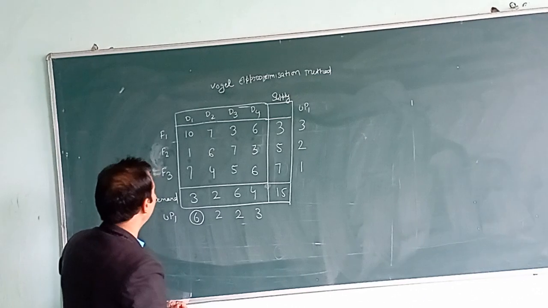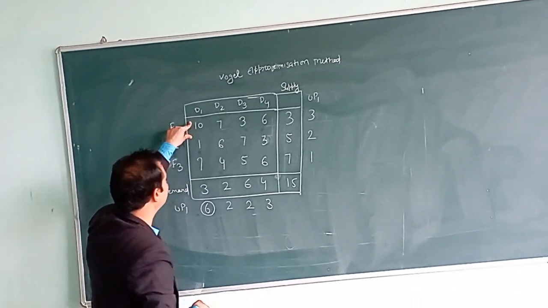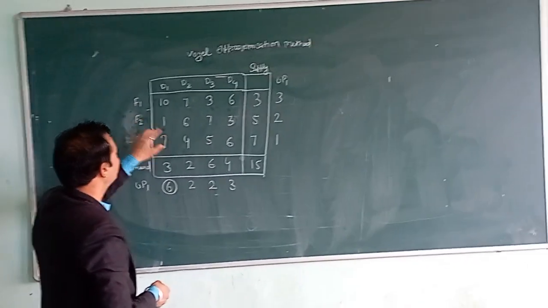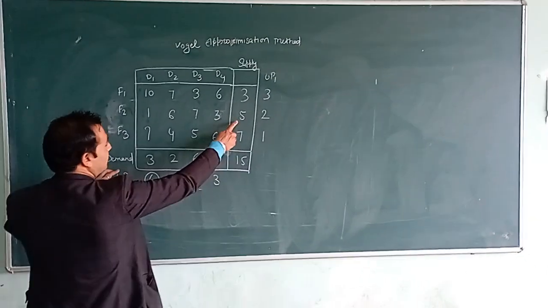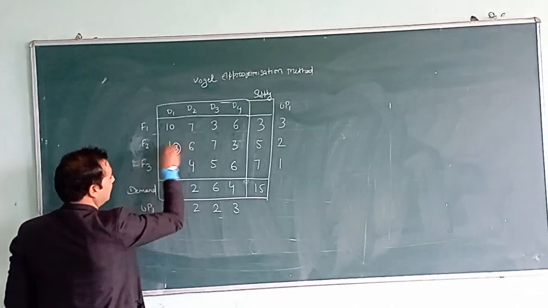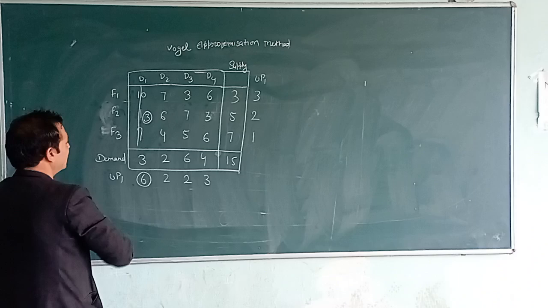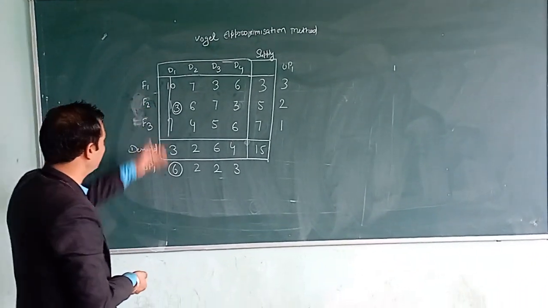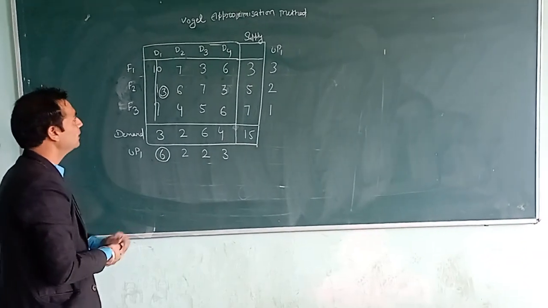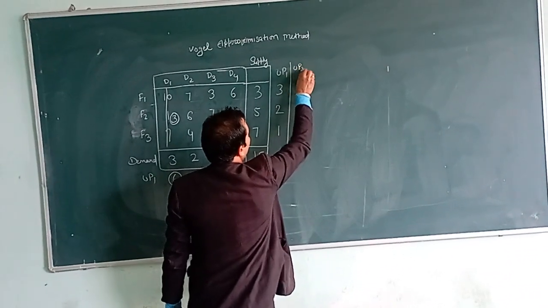We circle that value, and this is in front of destination first, and from destination first we select the minimum cost, that is 1, and we compare supply and demand. Here supply is 5 and demand is 3, so we allocate only 3 because this is the minimum, and delete the first column because the demand of the first destination is already satisfied. Now we calculate unit penalty 2.